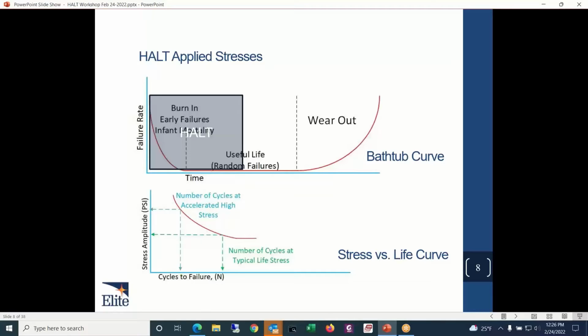So this is our goal with HALT, to apply higher than normal stresses to try to accelerate these degradation mechanisms and create failures quicker under high amplitude testing rather than what you normally would have during normal stress in the field.